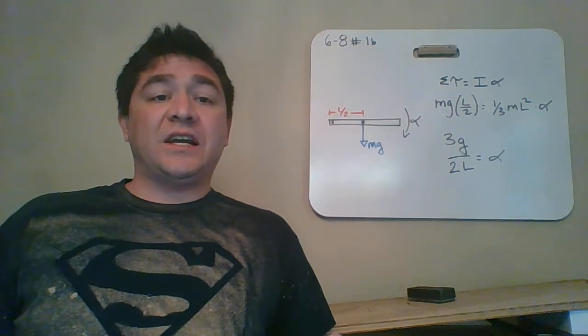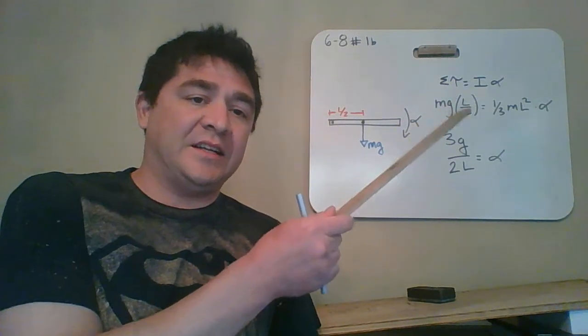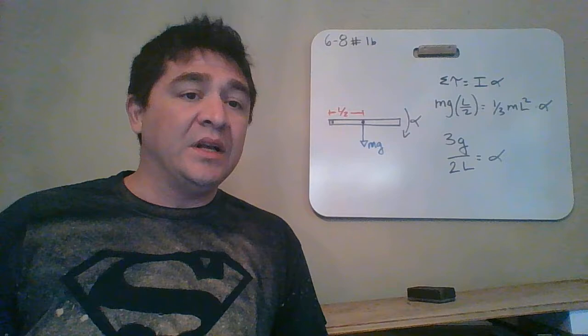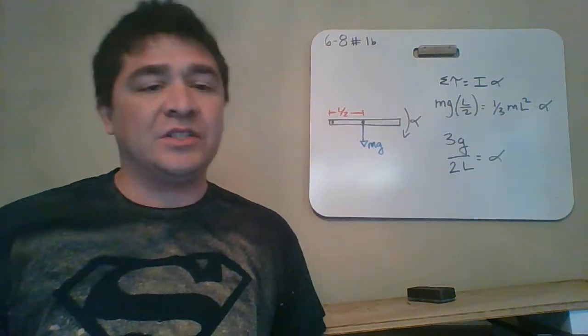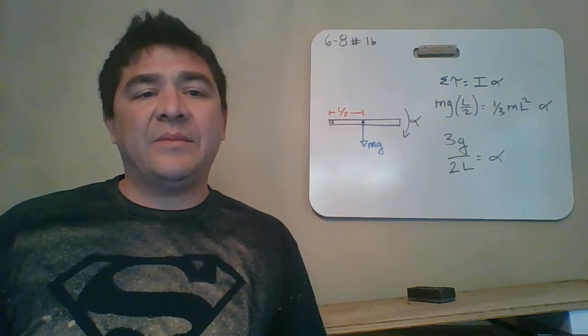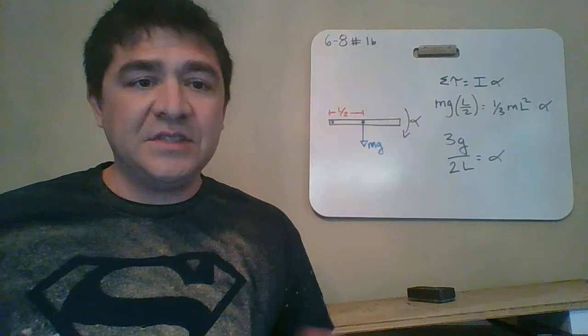So Newton's second law for torques, sum of torques then is your mg force acting at a lever arm of L over 2. It's a stick around its endpoint, so 1/3 mL squared, and then angular acceleration is what we're solving for. One quick step of algebra, we get 3g over 2L. So there you go, so that's that part.